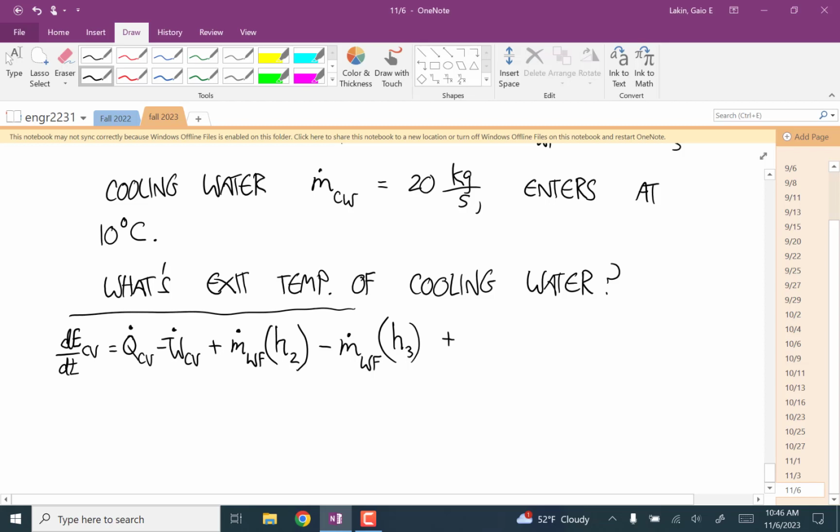That's not all that's coming in and leaving for the condenser. We also have that cooling water, so plus m dot for the cooling water times the enthalpy at the, I'll call this the inlet, so h sub i is referring to the cooling water, minus m dot for the cooling water times the enthalpy at the exit. And then the other stuff goes away because it's steady state, I guess, is just this.